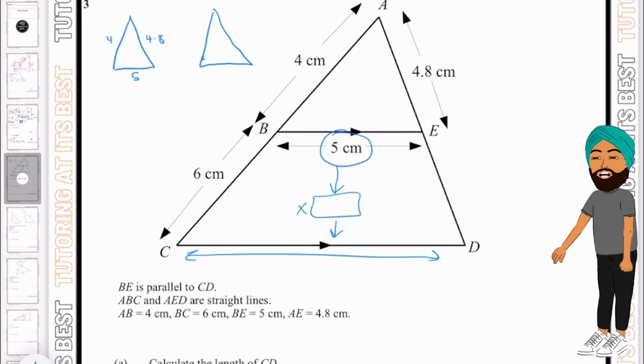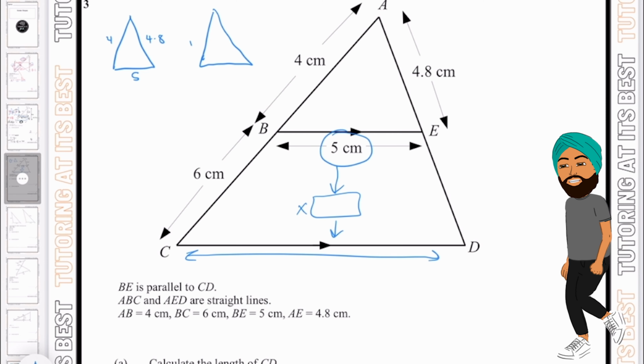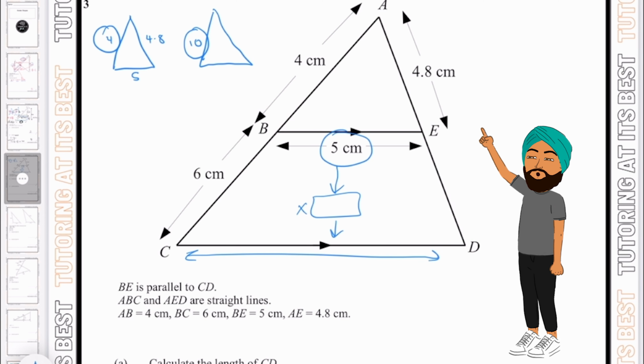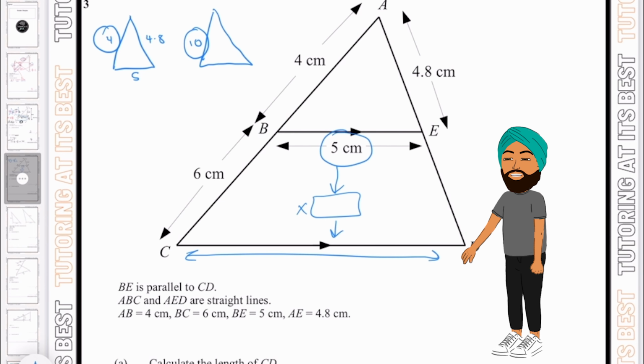And what we have so far is 4 and 6, which gives us 10. So that's the total of these 2 here. And that's all that we're given here. But now what we can see is that we have 4 from this side and 10 from this side. So the question is, what do we multiply 4 with to give us 10?